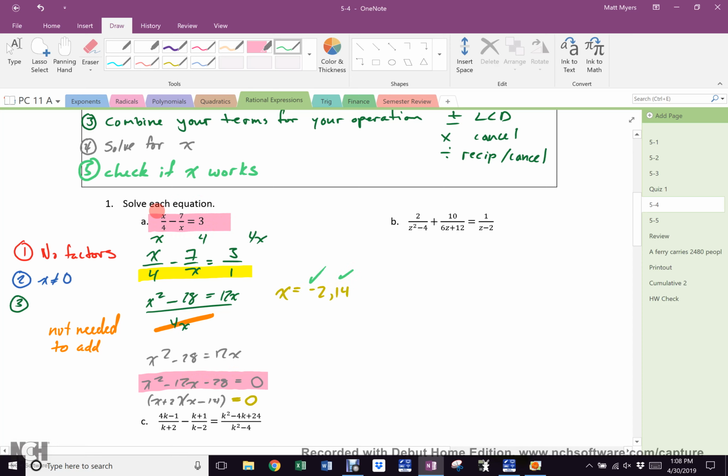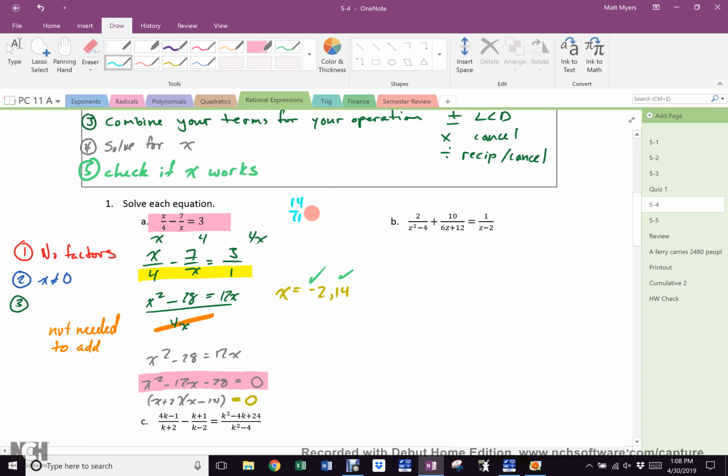All right? We are going to, Jashin, it's like you're reading my mind. Just to prove it doubly so, x over 4, -2 over 4, minus 7 over -2 equals 3. -2 over 4 is -1/2. Negative is plus 7 over 2. -1 plus 7 is 6 over 2, which is 3. Dun, dun, dun.